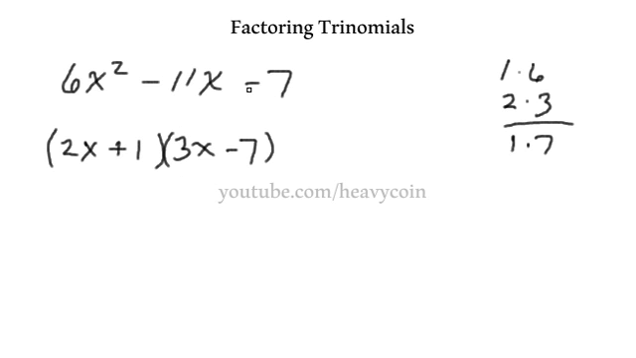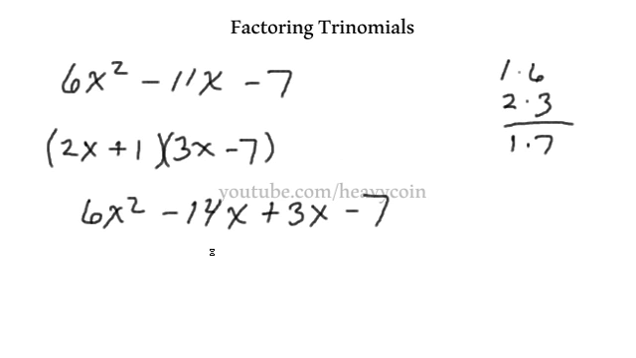Okay, so we multiply this out and we should get back our original here. 2x times 3x is 6x squared. 2x times the negative 7 here is going to be negative 14x plus 3x, and then 1 times negative 7 is just negative 7, and so negative 14 plus 3 is going to be the negative 11x.